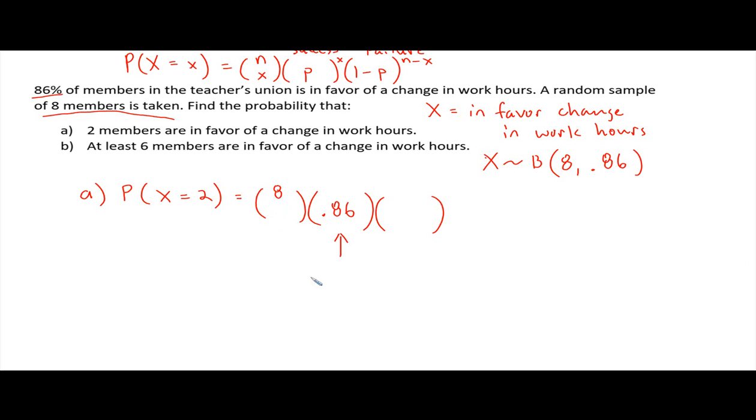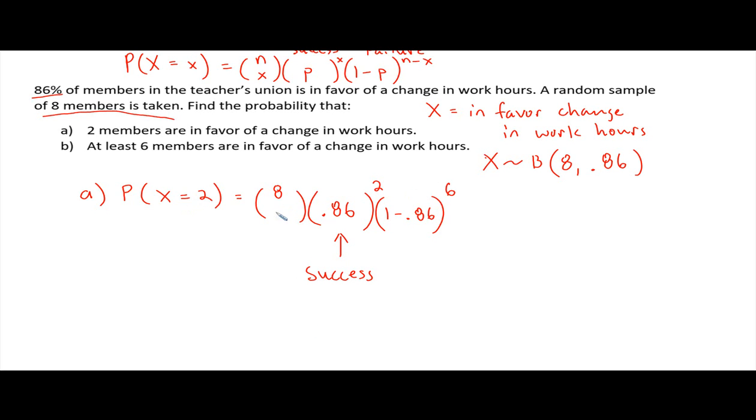This represents failure. If the probability of success is 0.86, this would be 1 minus 0.86, or you can work that out mentally. Sorry, that's 0.14. Now, if X is equal to 2, we want success, so this exponent has to be 2 because we're trying to find X equal to 2. If this is 2, this exponent has to be 6, because these two always have to add up to the number of trials.